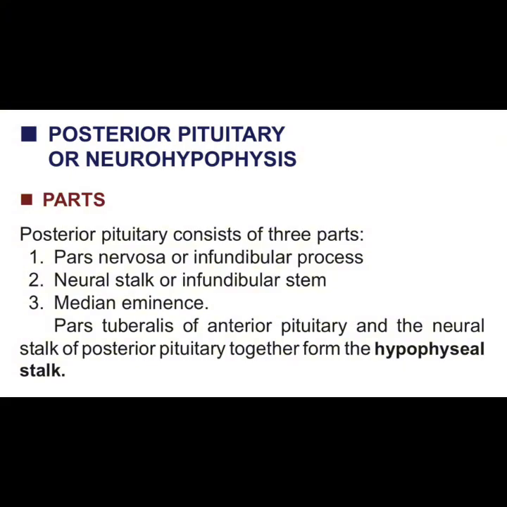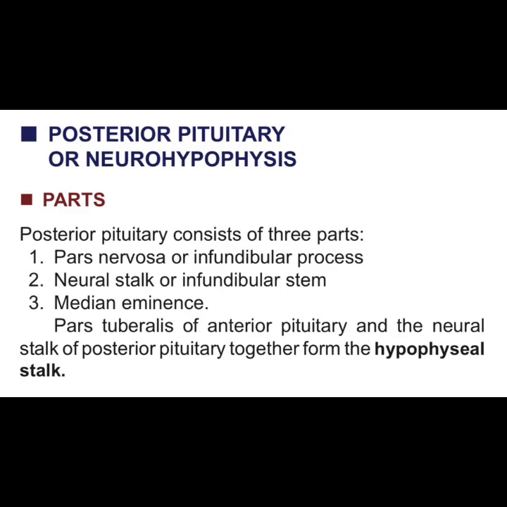Now one thing you have to know is that the pars tuberalis of the anterior and the neural stalk of the posterior pituitary gland form the hypophyseal stalk, or the pituitary stalk. The pituitary or hypophyseal stalk is a connection between the pituitary gland and the hypothalamus. So in the anterior pituitary gland you have the pars tuberalis, and in the posterior pituitary gland you have the neural stalk. Together they form the hypophyseal stalk.